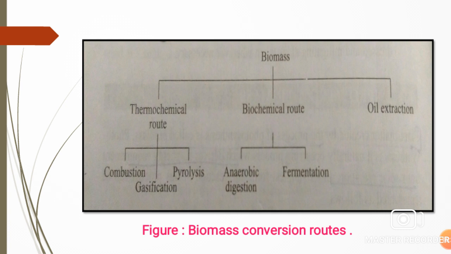In a combustion process, the biomass is directly converted into heat or power in a large boiler. In a gasification process, the solid biomass is converted into producer gas with the help of a limited quantity of air. And in pyrolysis, there is a decomposition of the biomass in the absence of oxygen. So all these processes are the conversion routes of the biomass.